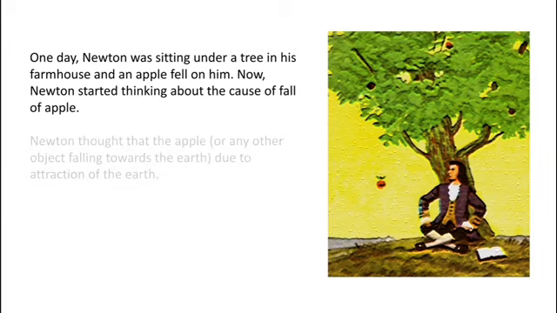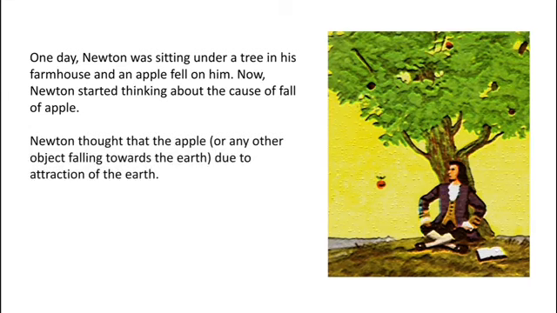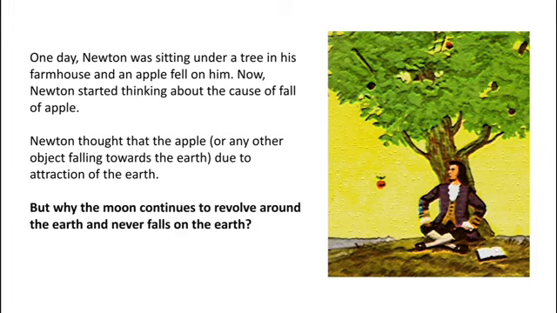Thus Newton concluded that the fall of the apple, or any other object falling towards the earth, is due to the large force of attraction of the earth. It means that every object is attracted toward the earth because of the force of attraction of the earth. But again there arises a doubt: if there is a force of attraction of the earth everywhere, then why does the moon continue to revolve around the earth and never fall on the earth?